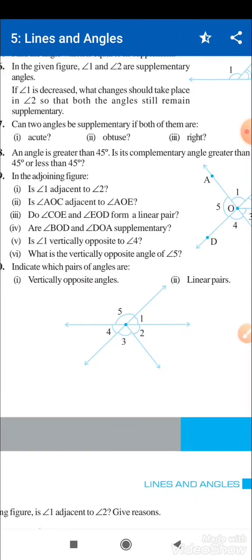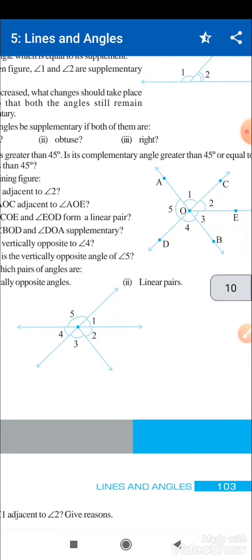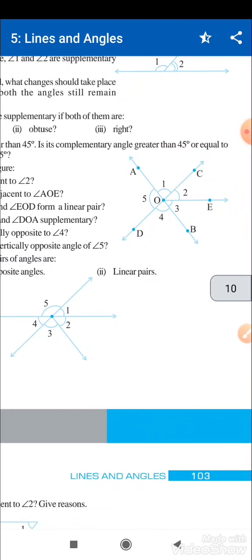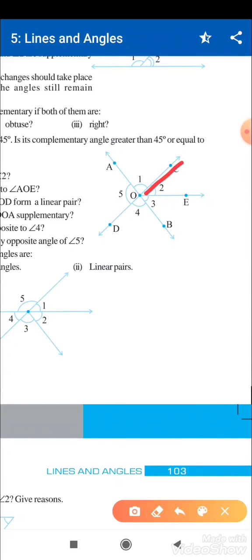Our third part is: do angle COE and angle EOD form a linear pair? So here we have COE and EOD. It is clear from the figure that angle COE and angle EOD make an angle of 180 degrees, or we can say they make a straight line. So angle COE and angle EOD form a linear pair.